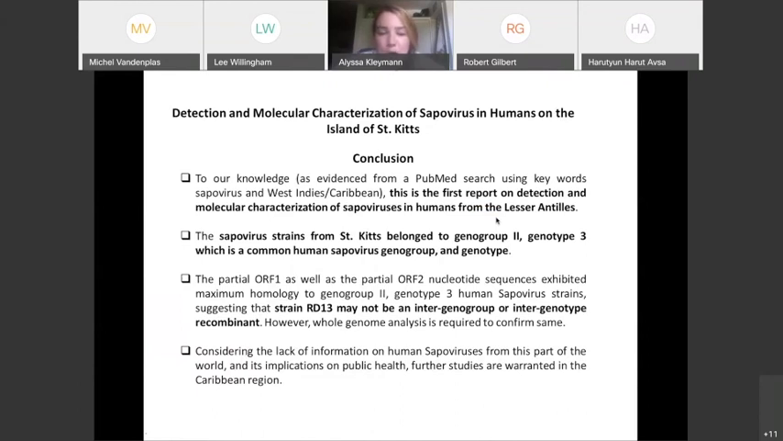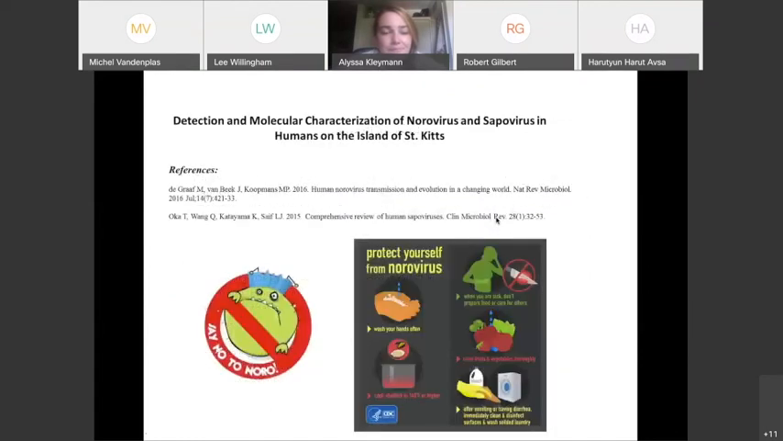The partial ORF1 as well as the partial ORF2 nucleotide sequences exhibited maximum homology to genogroup 2, genotype 3 human sapovirus strains, suggesting that strain RD13 may not be an intergenogroup or intergenotype recombinant, but we would have needed to do whole genome analysis in order to confirm this. Considering the lack of information on human sapoviruses from this part of the world and its great implications on public health, further studies are warranted in the Caribbean region. And these are my references for this chapter.